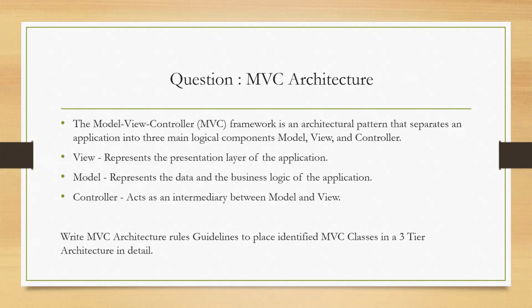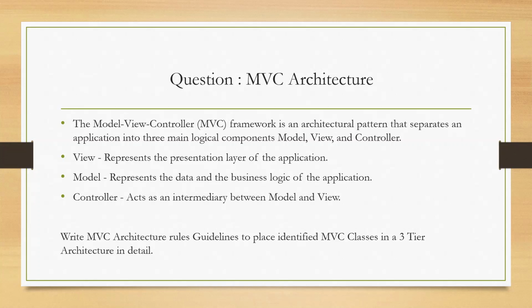So it is the same as three-tier architecture, but in three-tier architecture we have presentation, application or business logic, and the third one is the database layer. Whereas here the view acts as a presentation layer only. But the model represents both data and business logic. Whereas the controller acts as an intermediary between the model and the view.